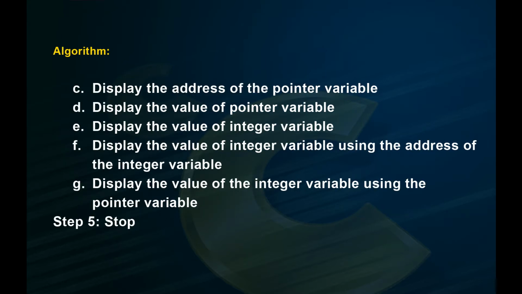C, display the address of the pointer variable. D, display the value of pointer variable. E, display the value of integer variable. F, display the value of integer variable using the address of the integer variable. G, display the value of the integer variable using the pointer variable. Step 5, stop. Let us now code this program.